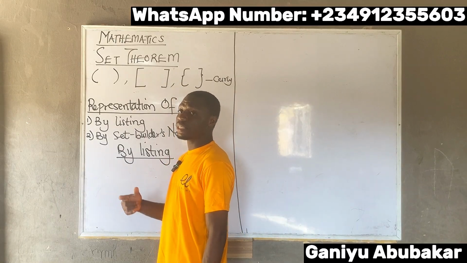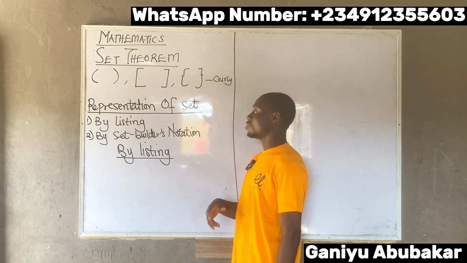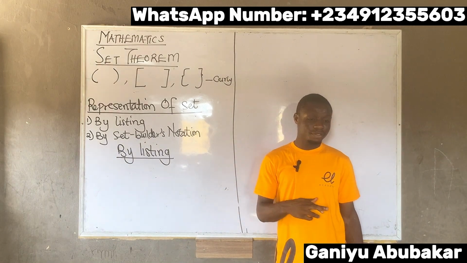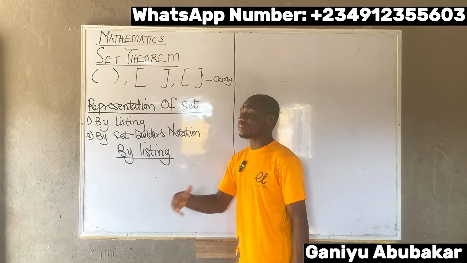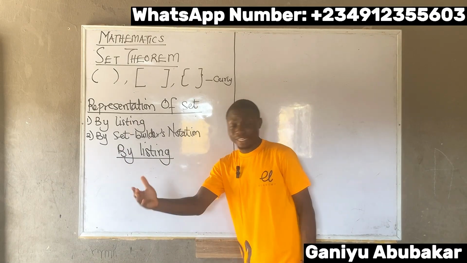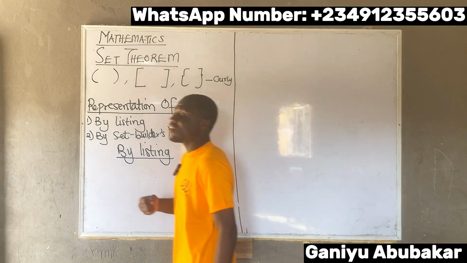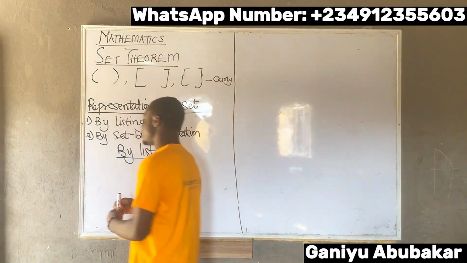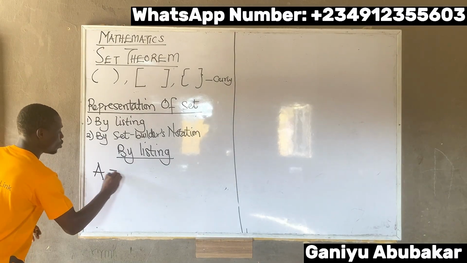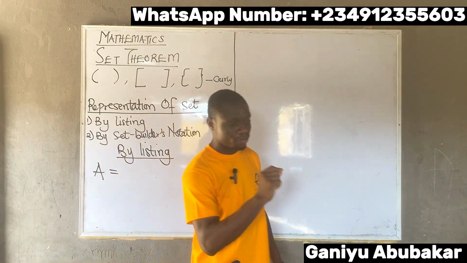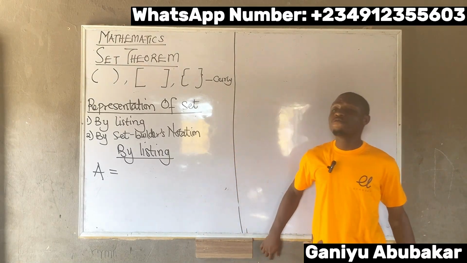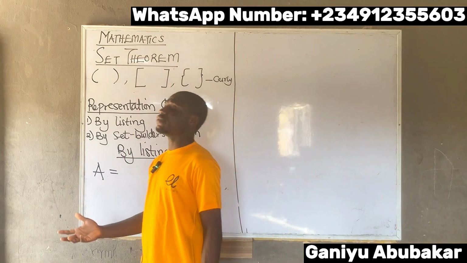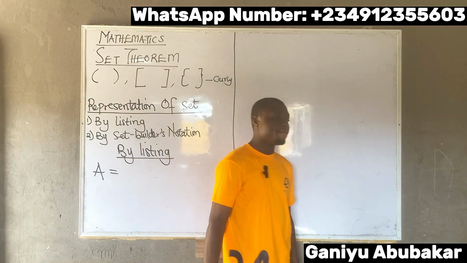Roster, and that is the same thing, the same language. So when it comes to by listing, it is your ability to read out or list out what you are given. As an example: given a set A, capital A, to be equal to vowel letters, such that set A is a vowel letter.